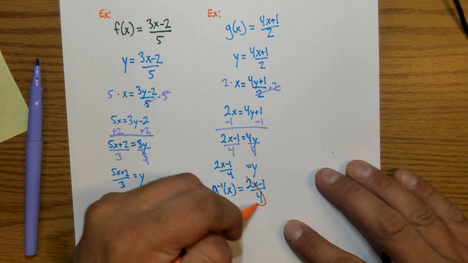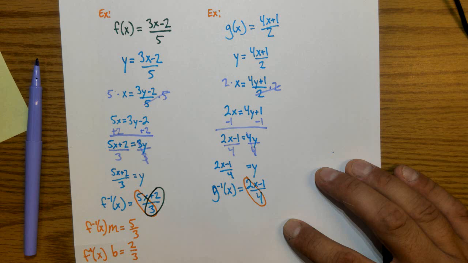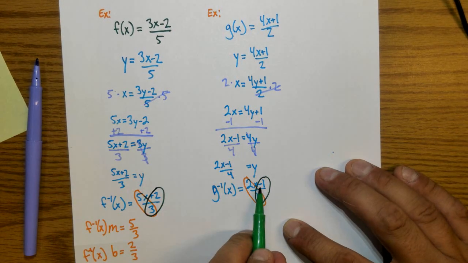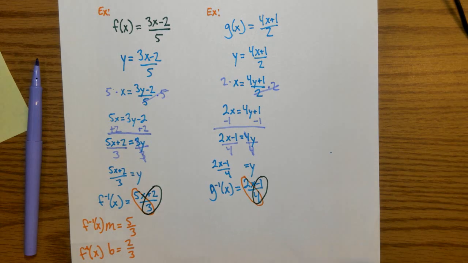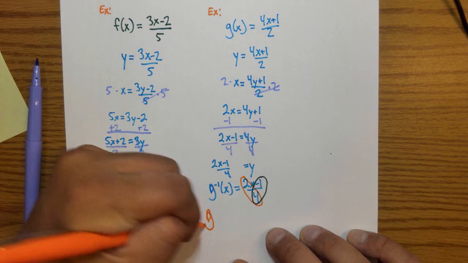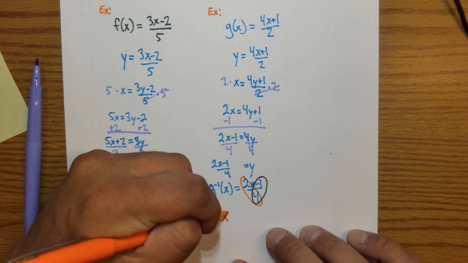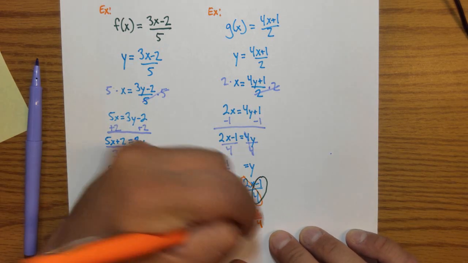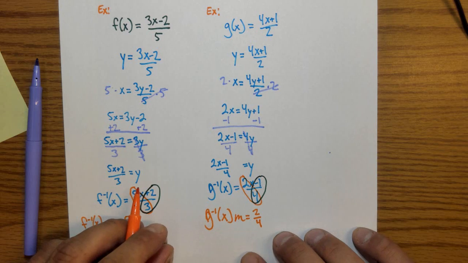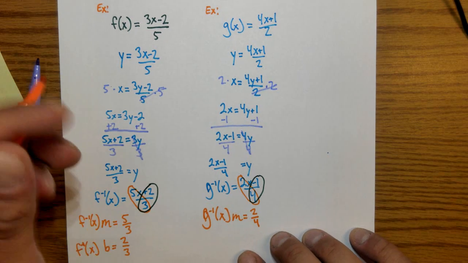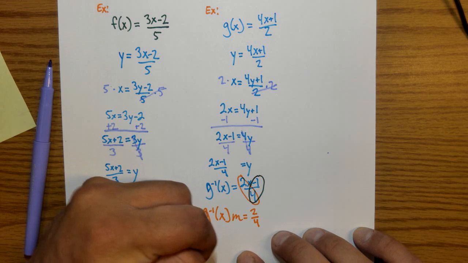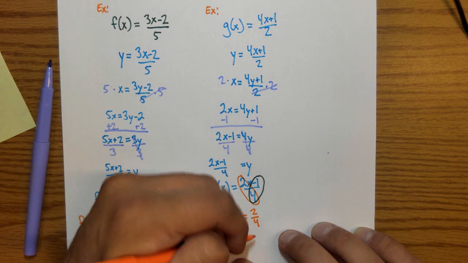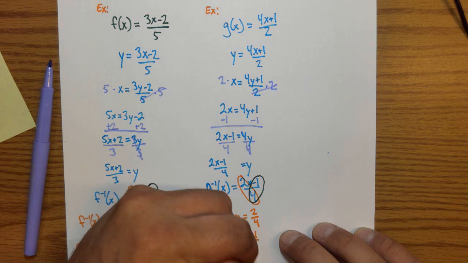m is going to be 2 over 4. And then our b is going to be negative 1 over 4. Why negative? Because it's a minus 1 there. So for g inverse, m is 2 over 4. You can reduce that to 1/2 if you'd like. You don't need to. And then for g inverse of x, our b is negative 1 over 4.